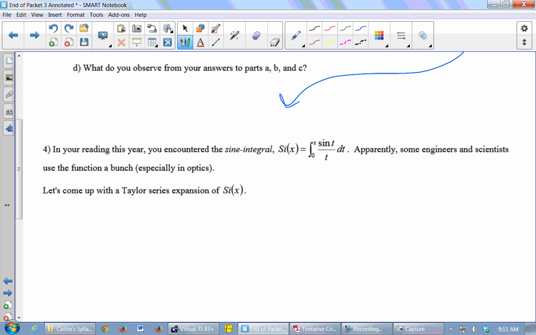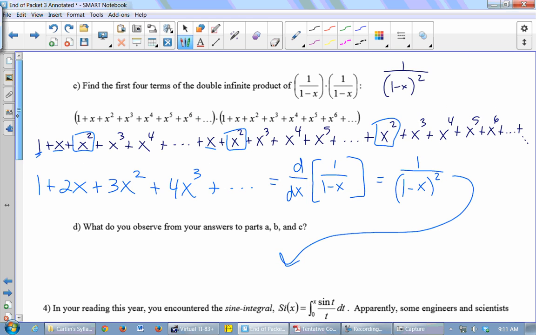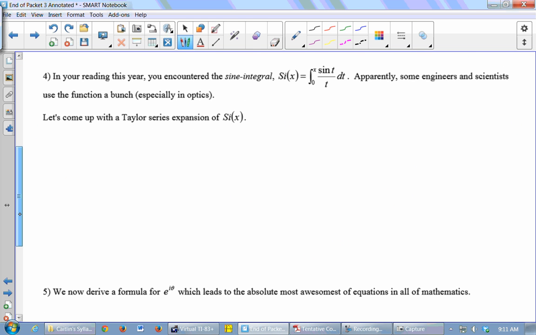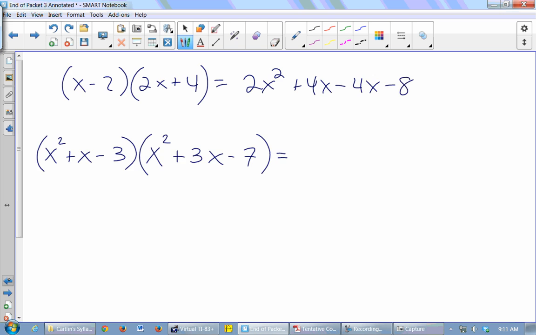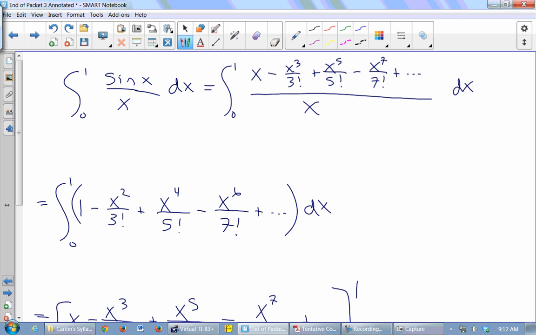Let's come up with a Taylor series expansion of psi of x. So I already have a Taylor series expansion for sine t over t. Right? I did that, I don't know, a little earlier. Sine x over x: 1 minus x squared over 3 factorial.